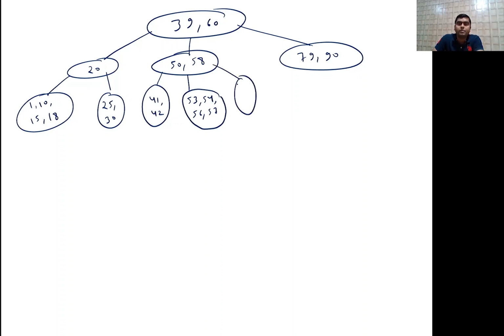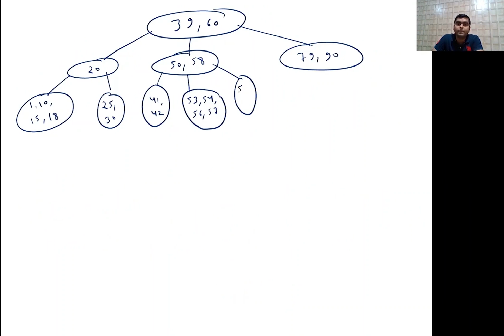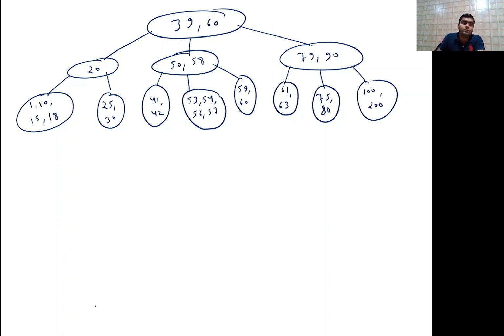And after this 58, 59 and 60. Okay, and 61 and 63 here, and between, 75 and 80, and right hand side, I think 100 and 200. So this is already there. Now observe very carefully.